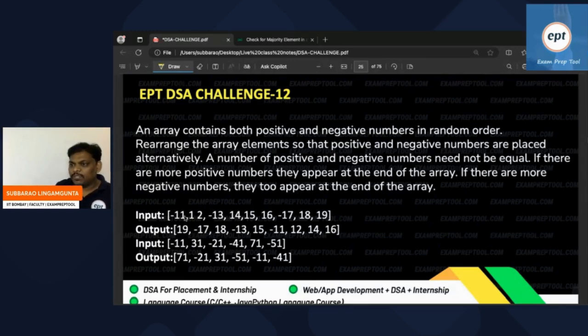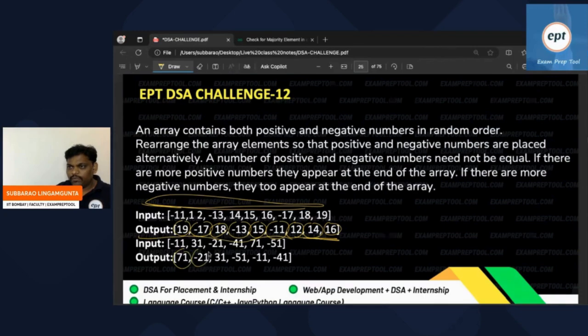I gave some examples also. Can you see these examples? This is the given array. If you see the output, it is positive, negative, positive, negative, positive, negative, positive, positive, positive. If at all positives are more, they will be at the end. If you see one more input, this is the second input given. So you see the output: positive, negative, positive, negative, negative, negative.